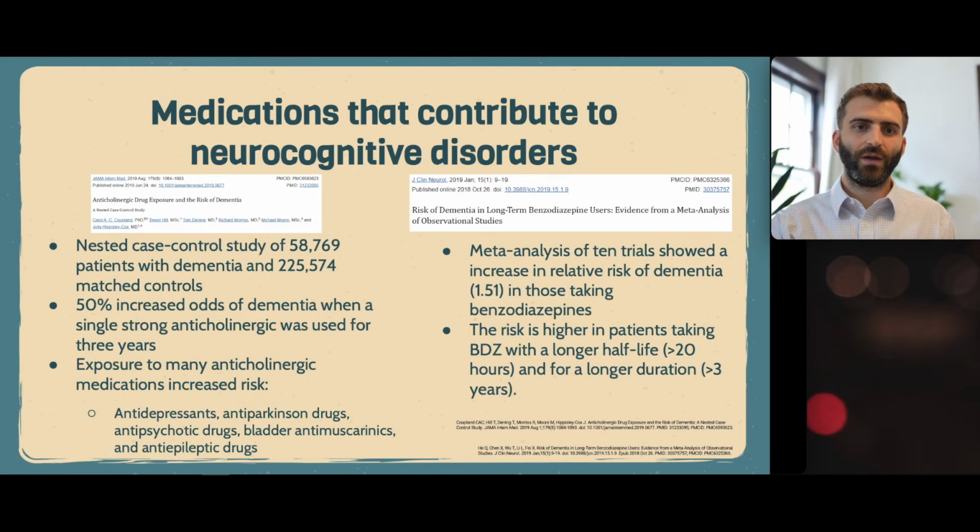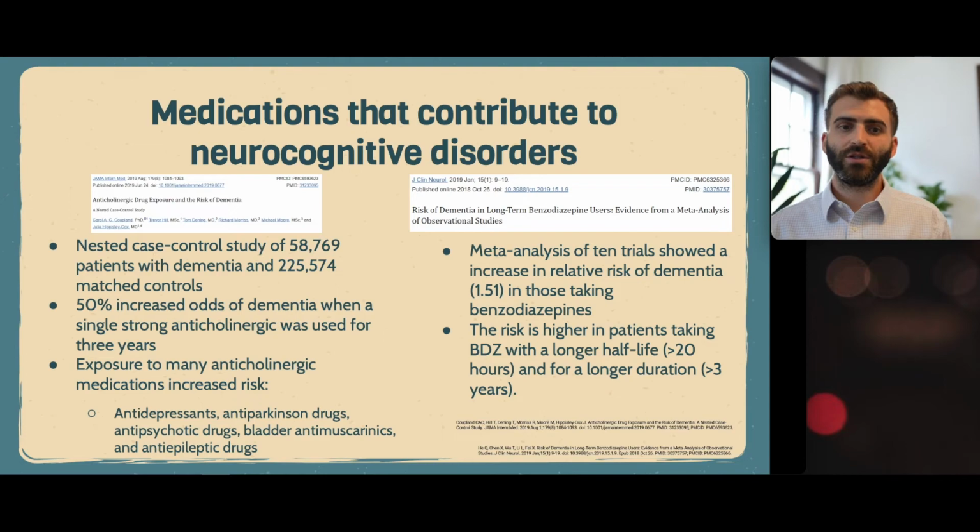Now let's go into some medications that can contribute to neurocognitive disorders. First I wanted to show this trial on the right, looking at anticholinergic drug exposure and degree of dementia. Really big trial, 58,000 patients in the nested case control, with 200 with dementia and 225 control patients. There was a 50% increase in odds of dementia when a single strong anticholinergic was used for 3 years. And this was anticholinergics in many different classes: antidepressants, anti-Parkinson's drugs, antipsychotics, and so on.